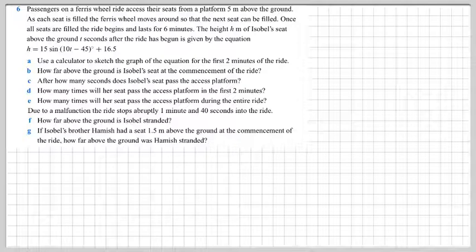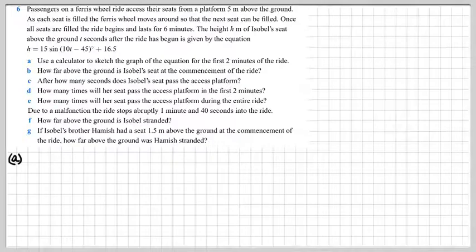How far above the ground is Hamish stranded? Well, I'm not sure about that one because that seems like a bit of a difficult one. We'll have to think about that. But let's go for it. Come on and see what we can find out. It doesn't look like it's too impossible, but the degrees thing is a bit of an irritation, isn't it?